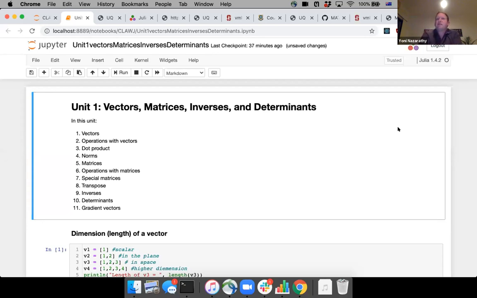Somebody has. What is the command you tell the REPL to open Jupyter? In the REPL, Molly, you would do notebook. That's assuming that you've installed IJulia. I didn't do it in the REPL, I did it in my shell.